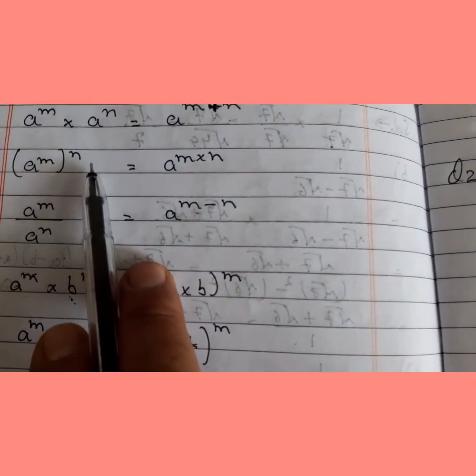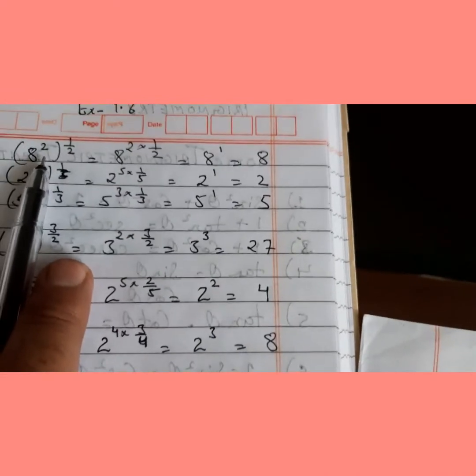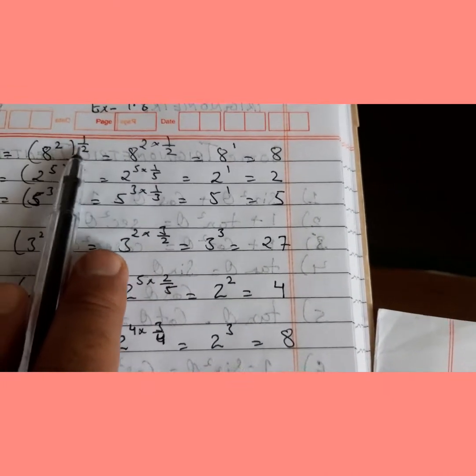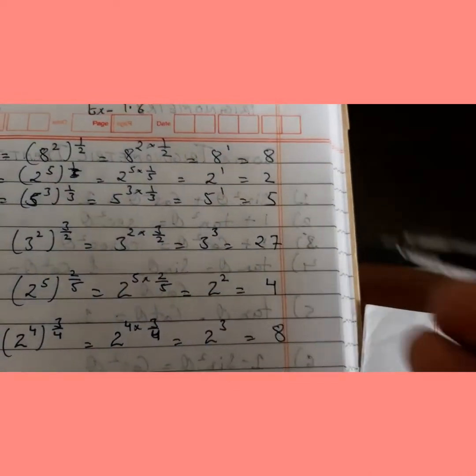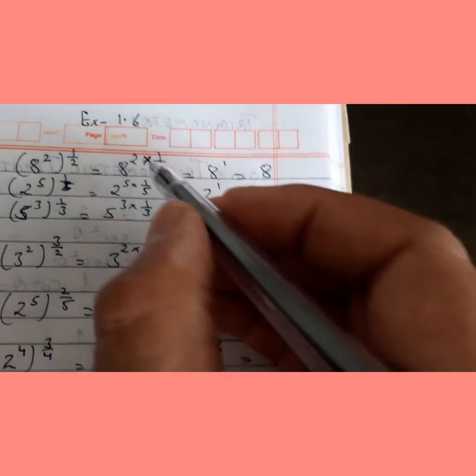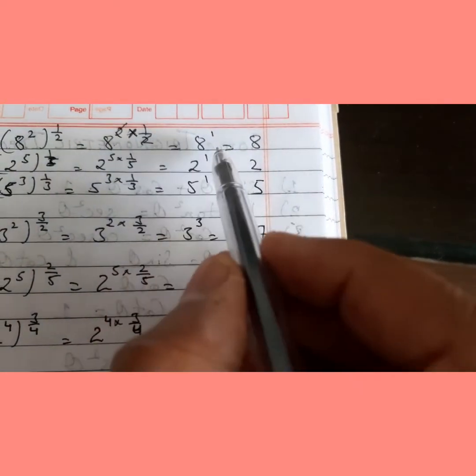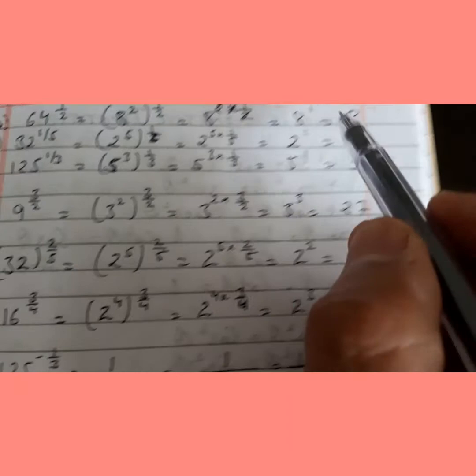A raised to power m whole raised to power n. We have to multiply the powers. And the same we have to do here. We have to multiply the powers, 2 into 1 upon 2 like this. Right? And when we are having this type of number, we can cancel them. And only 1 is left, 8 raised to power 1, or we can say it is 8 only.